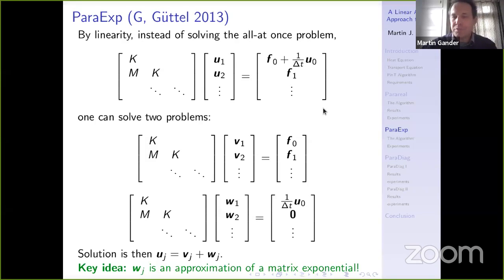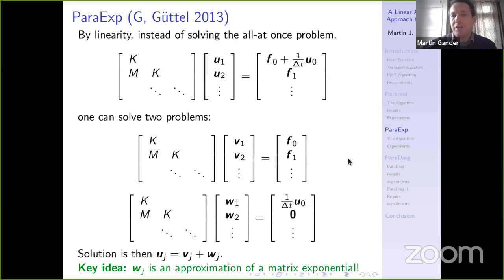So why could this be interesting? The key observation is that one of these problems is much, much cheaper than the other one. And it's the second problem. The second problem, it would not be a good idea to do time stepping on this problem because it's basically just a matrix exponential. So instead of doing time stepping on this problem, it's much better to approximate the matrix exponential for this problem. Whereas this one you solve by time stepping.